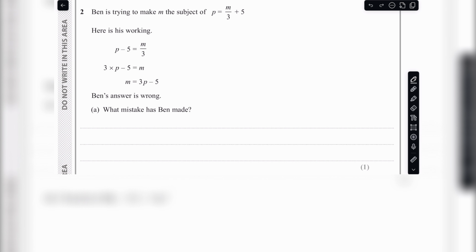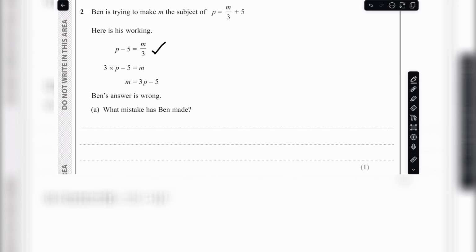In question 23, we are told that Ben is trying to make m the subject of the equation p = m/3 + 5. Here is his working. What mistake has Ben made? We have the equation p − 5 = m/3, which was obtained by subtracting 5 from both sides. So that part is correct, so I'll put a tick there.